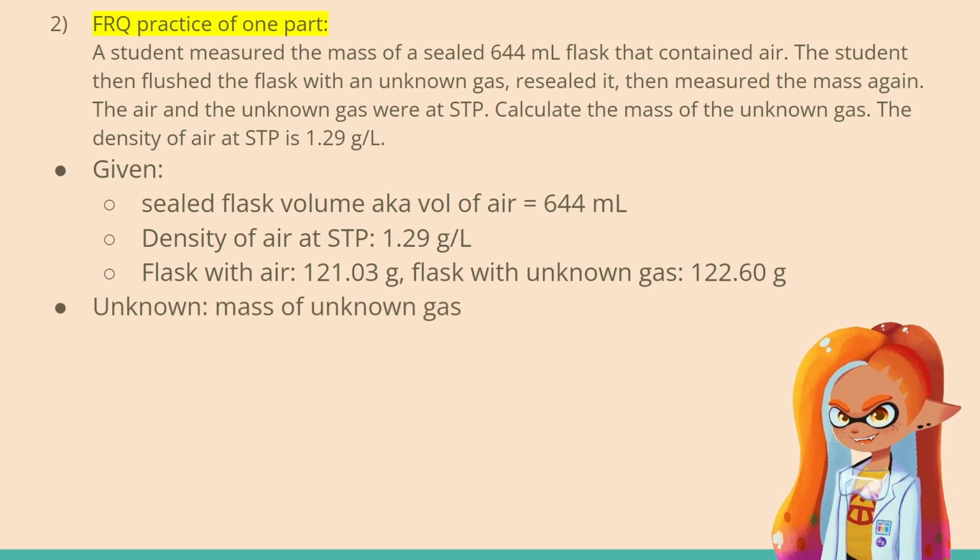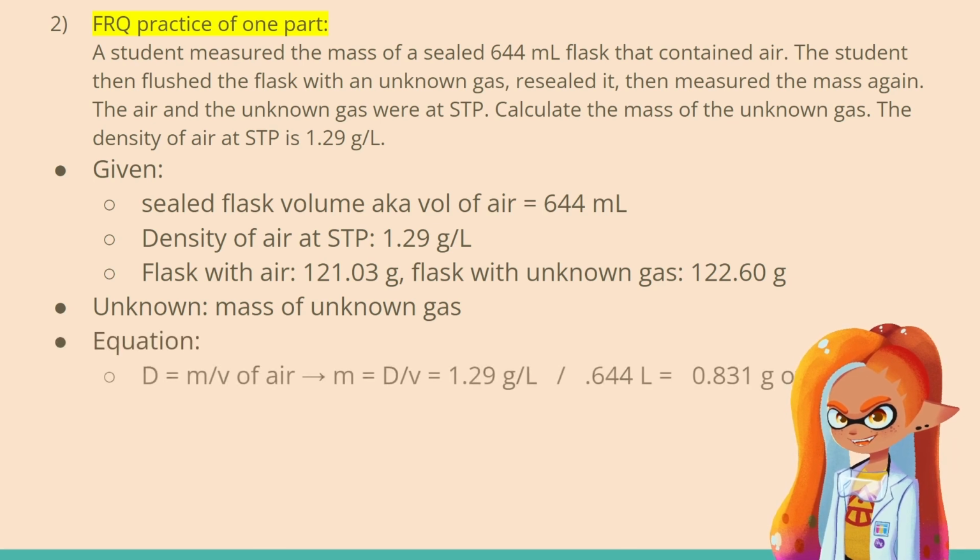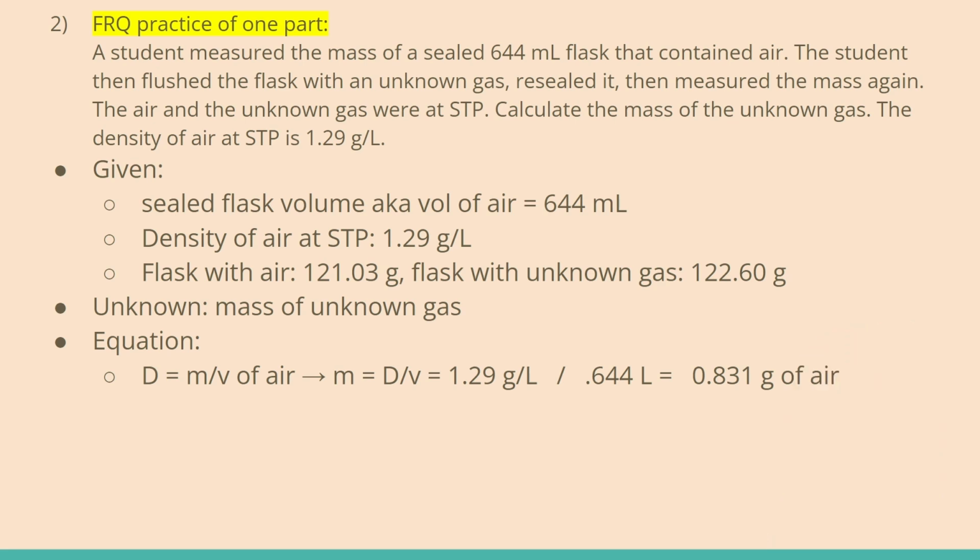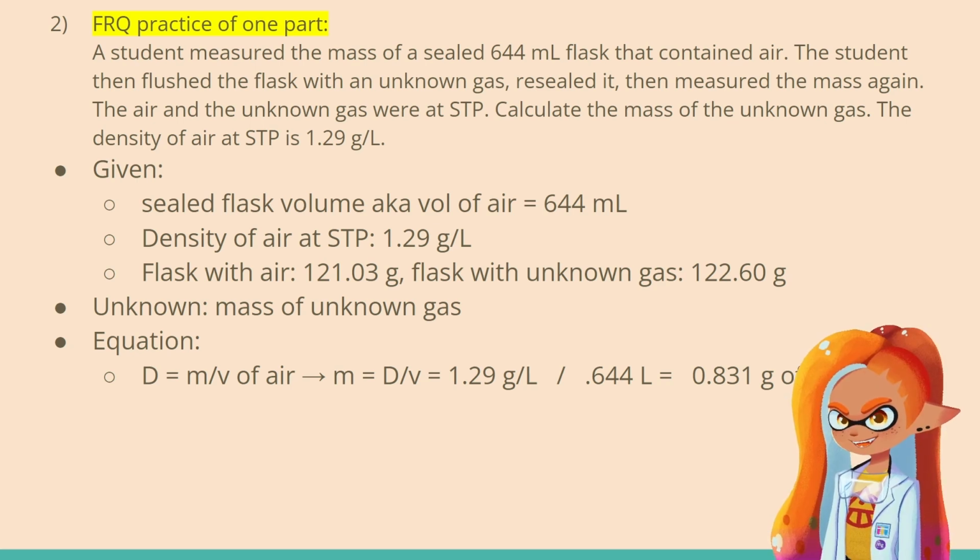So we can do some quick math. We have our density formula, and in that density formula, you can rearrange it to get the mass. I can plug in the values for density and volume that were given. Volume specifically of the air, because we know the density of the air, and we know the sealed flask volume of the air. So it's not the one with the unknown. I do that math, and you can see right here, it's 0.831 grams of air.